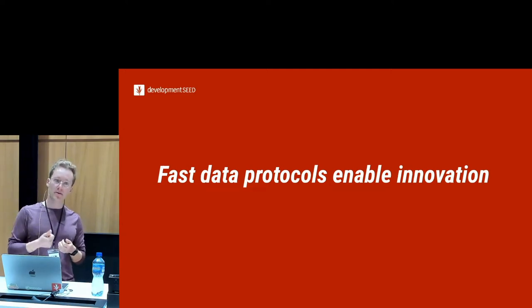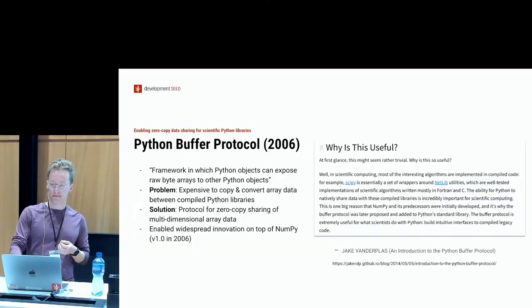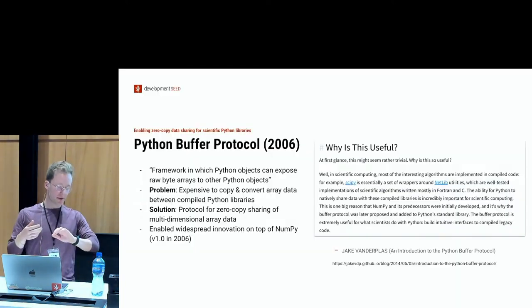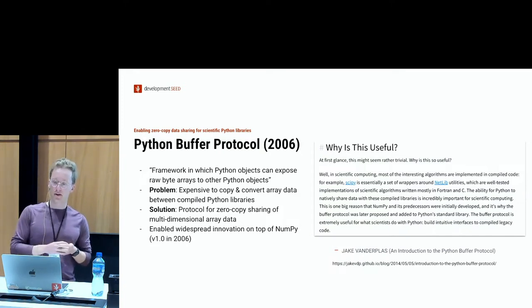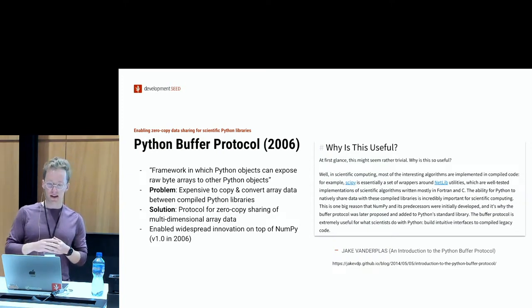So really what I care about are fast data protocols. The __geo_interface__ protocol is really powerful, but it could be even more powerful if it were able to share that data without a lot of overhead. And so going into a bit of history here, there have been efficient data protocols in Python for quite a while for different types of data.